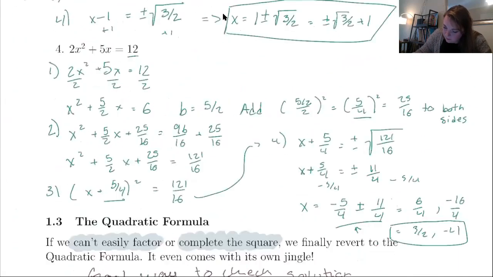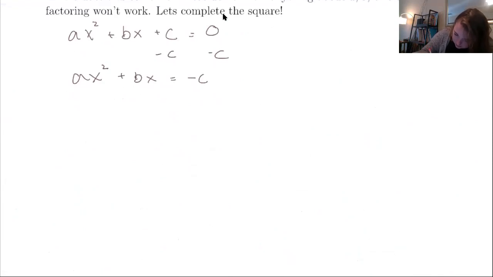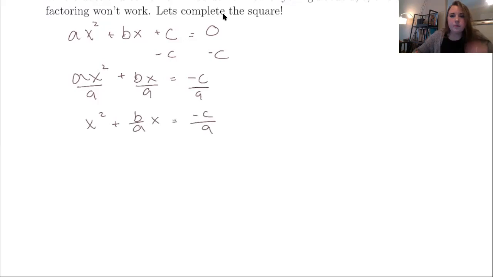All right. So we can subtract c from both sides. So I get ax squared plus bx equals negative c. And then I'm going to divide everything by a. So I get x squared plus b divided by a x equal to negative c over a. Okay, that was our step one from completing the square. What else? What do I do next?